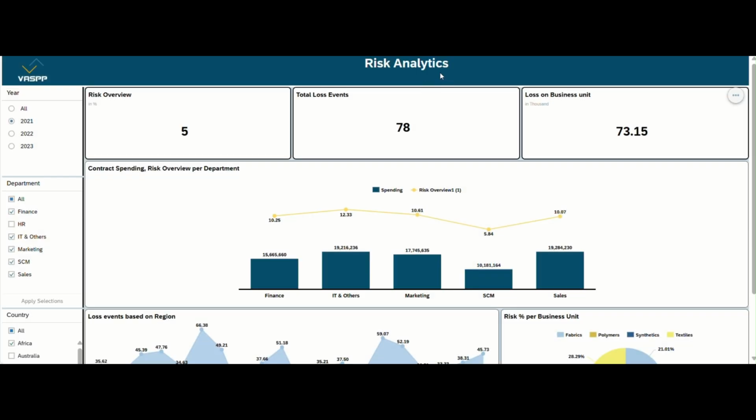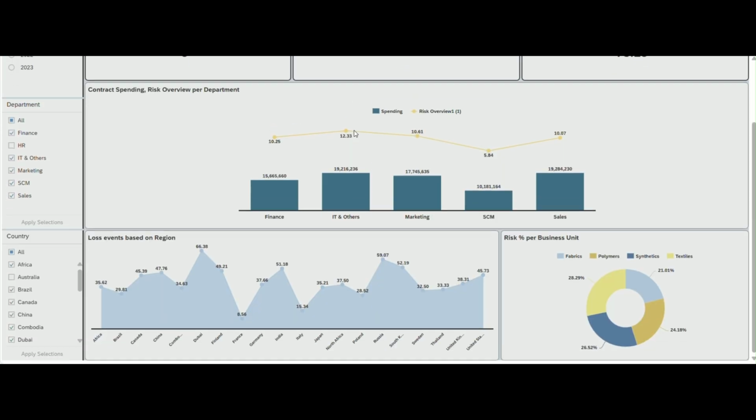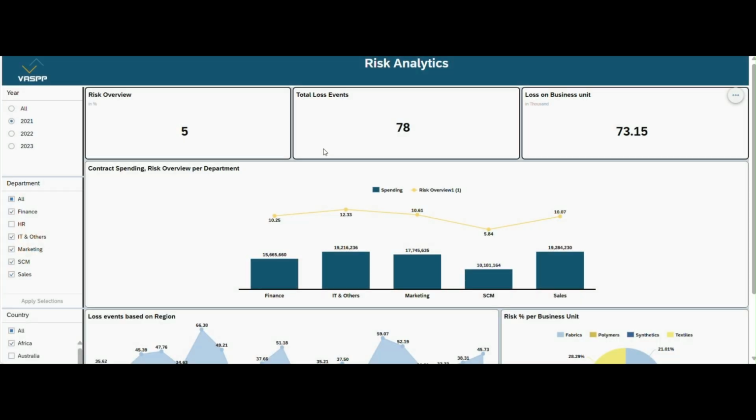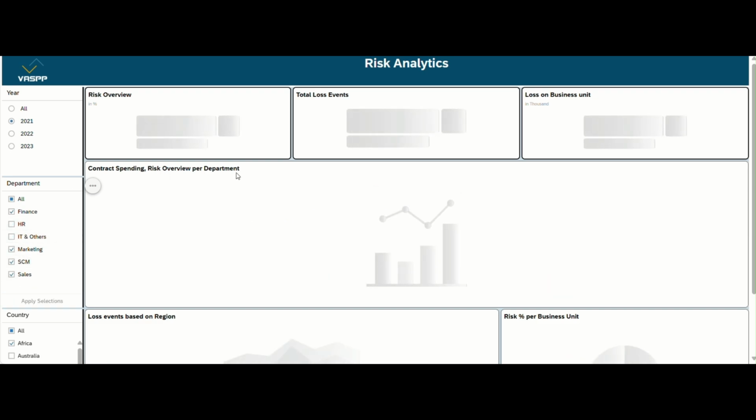Overall, this risk dashboard acts as your decision support system. It simplifies complex data, shines a light on risk hotspots, and helps every stakeholder, from operations to executive leadership, take targeted, cost-effective actions to protect the business.